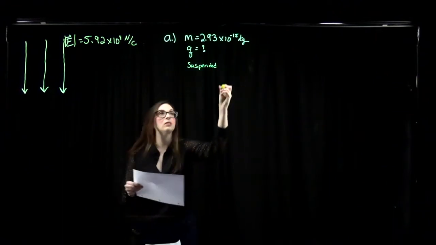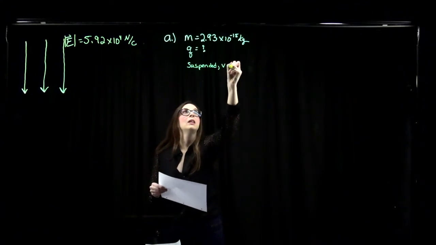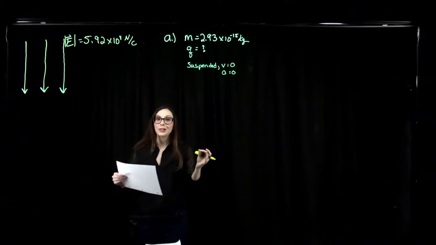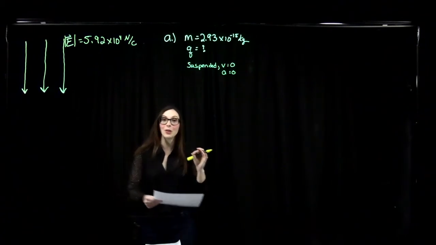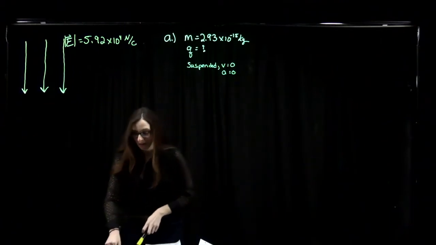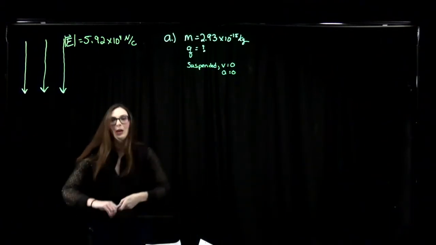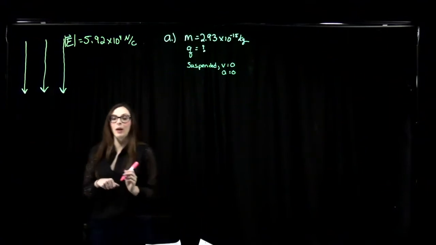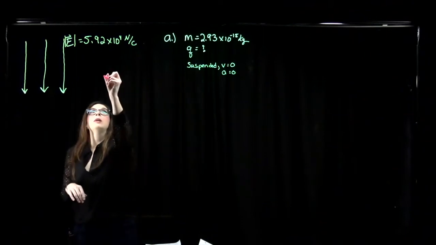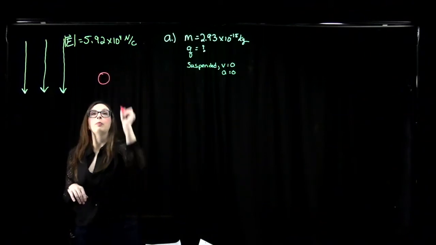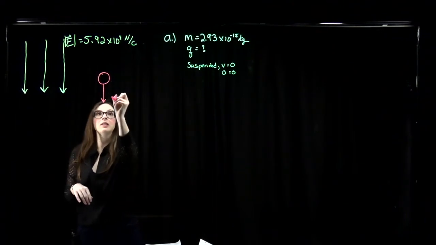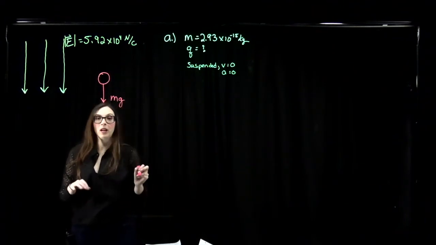For this particular case, our oil droplet is suspended. So that means that its velocity is 0, and its acceleration is 0. Now, in order to solve this problem, we are going to draw a free body diagram, and hopefully you remember free body diagrams from last semester. This is our oil droplet right here. It's got its weight pointed downward, that's its mass times gravity.